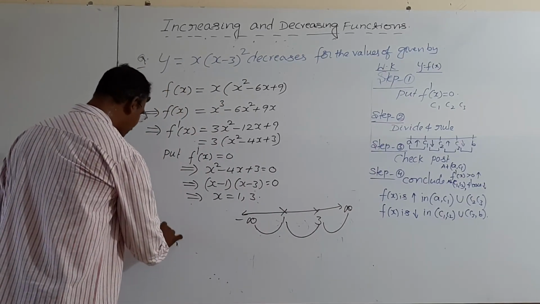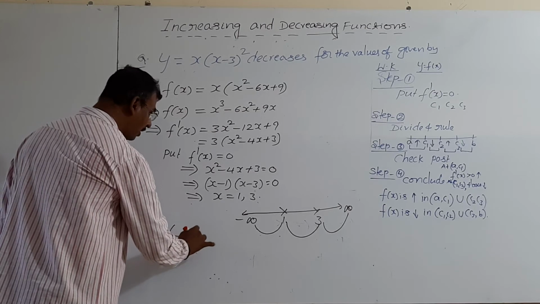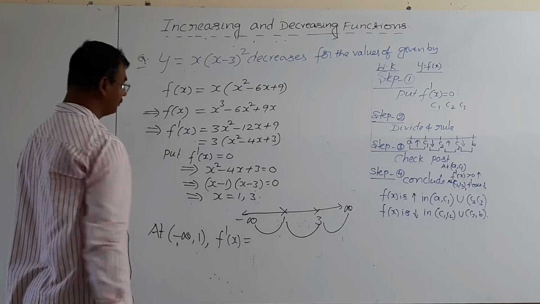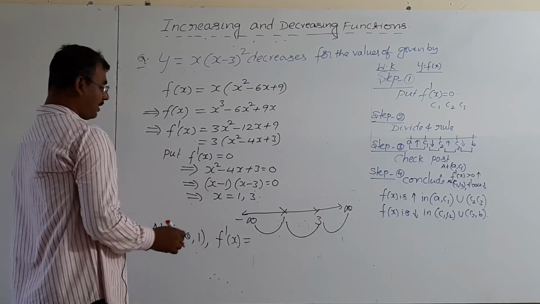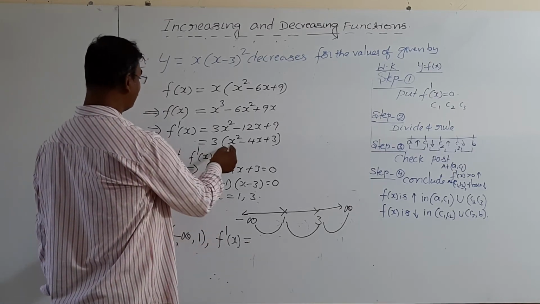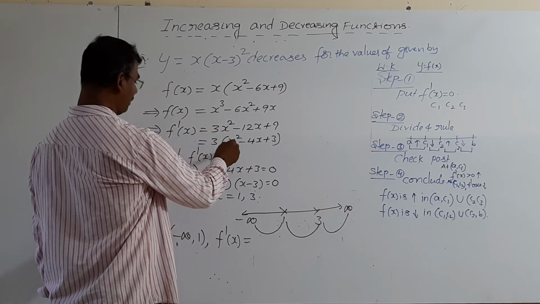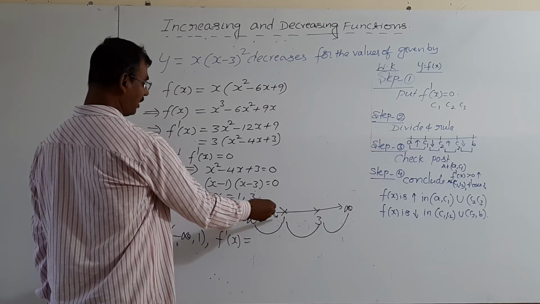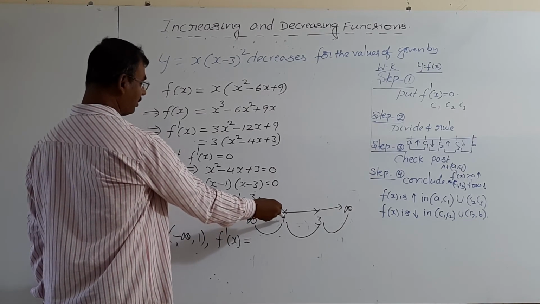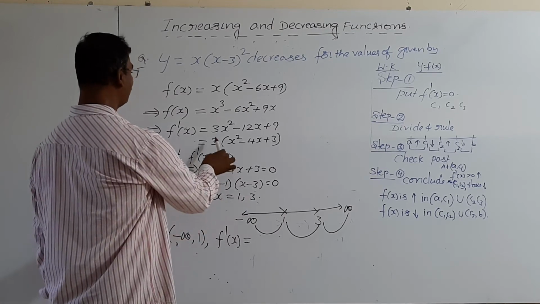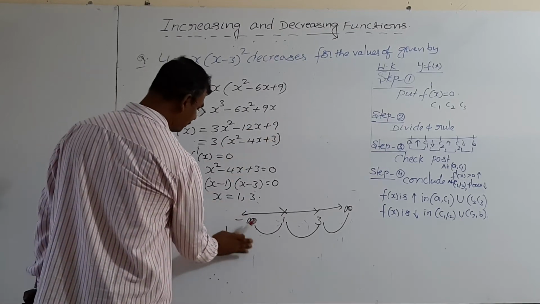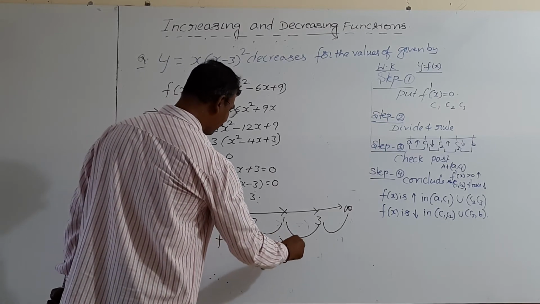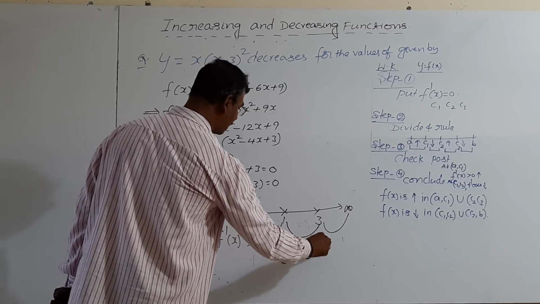Check at minus infinity comma 1. What is f dash of x? Substitute any number here. If I take 0, because 0 comes before the next number 1, substituting here it becomes 9. So positive. F dash of x is greater than 0. This means f of x is increasing.